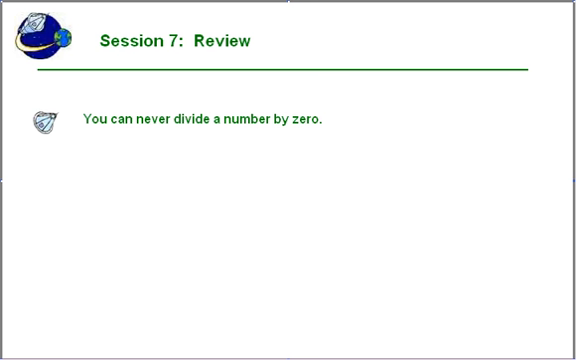Okay then, as a final reminder, you can never divide a number by 0. Dividing by 0 is undefined. Okay, that'll wrap up this session number 7 on 0 and 1.